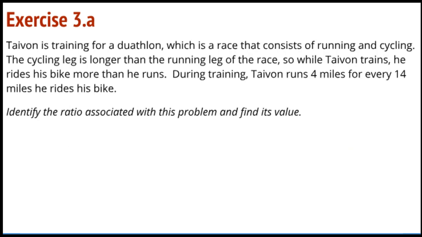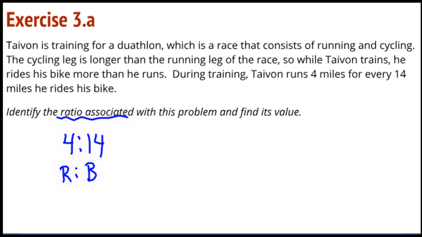All right, so now we're going to use this to answer some questions. Tavon is training for a duathlon, which is a race consisting of running and cycling. Triathlon would also have swimming in it. The cycling leg is longer than the running leg of the race, so when Tavon trains, he rides his bike more than he runs. During training, Tavon runs 4 miles for every 14 miles he rides his bike. Now, the first thing we want to do is find the ratio. Well, I have a ratio of 4 to 14, and that is running to biking, to bicycling.